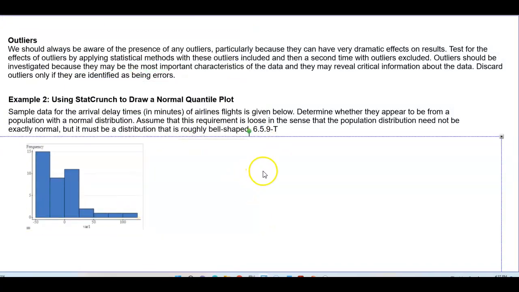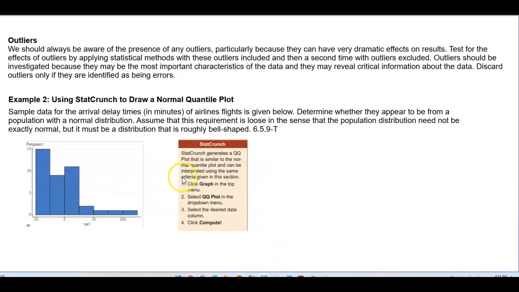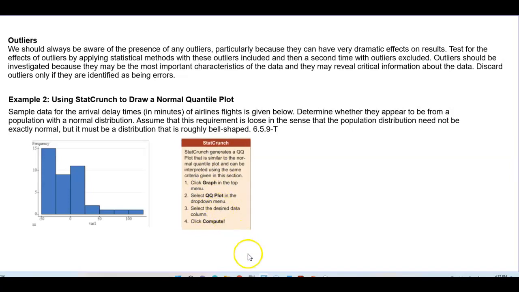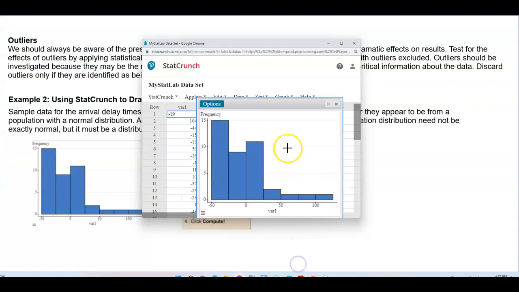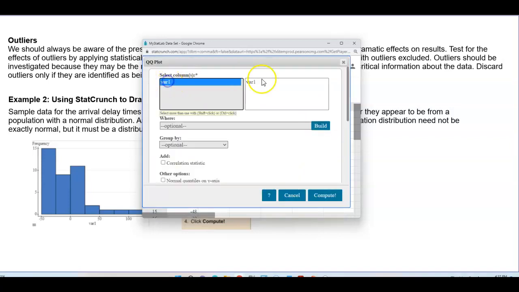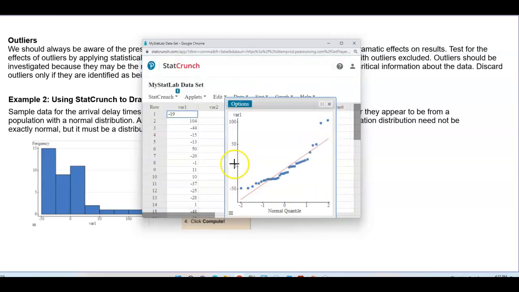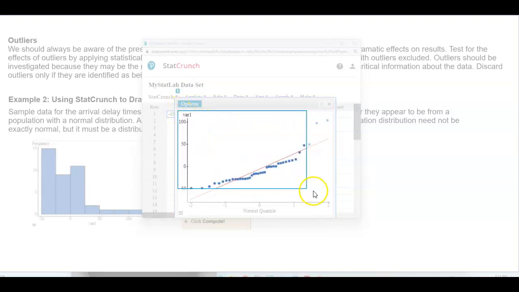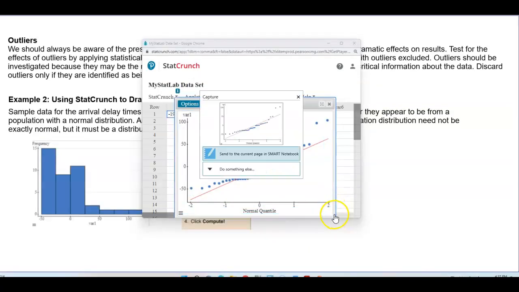Okay, so here's our histogram of this data. So you can see what the histogram looks like. Okay, now since we have the histogram, we want to create a QQ plot of the data. So here, when we go to StatCrunch, we're going to select Graph, QQ plot, select the desired data column, and then we're going to go ahead and graph that. So let's go ahead and do that. So now we're going to select Graph, go down to QQ plot, and then select variable 1, and then select compute. So let's copy that, and then we're going to examine what the graph and the histograms tell us.